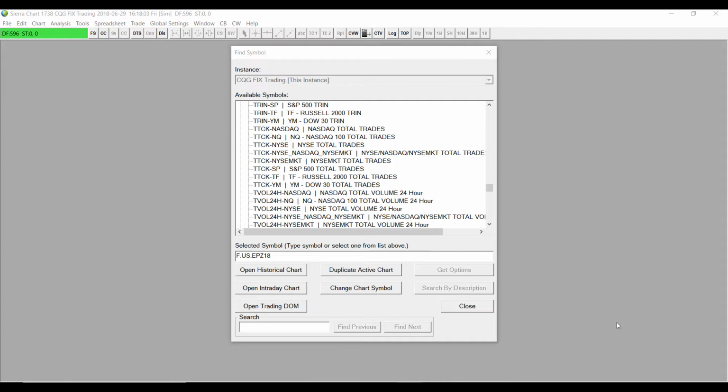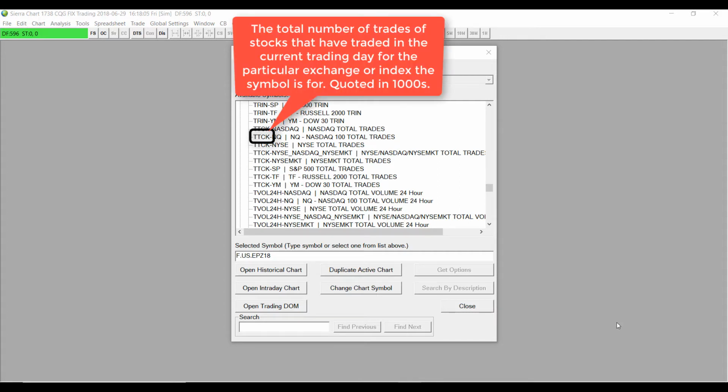Alright, next up guys, we have the T-tick. This is the total number of trades of stocks that have traded in the current trading day for the particular exchange or index the symbol is for. This is quoted in 1000s.